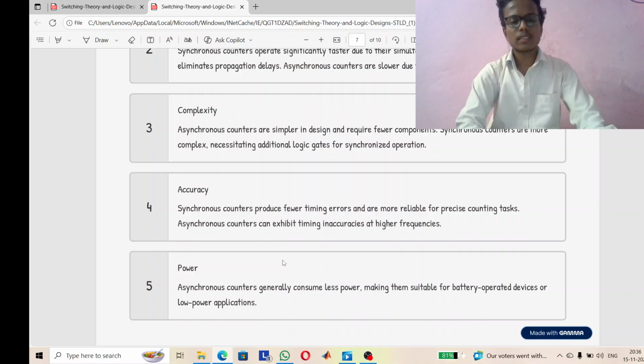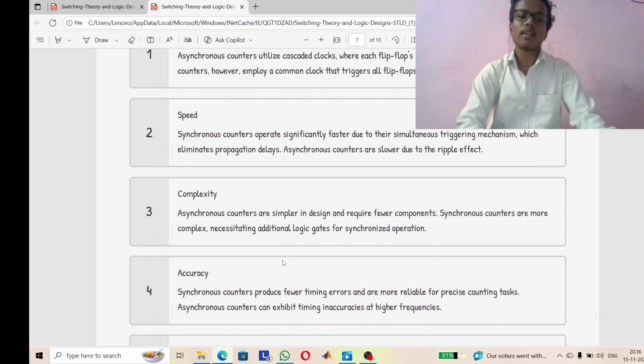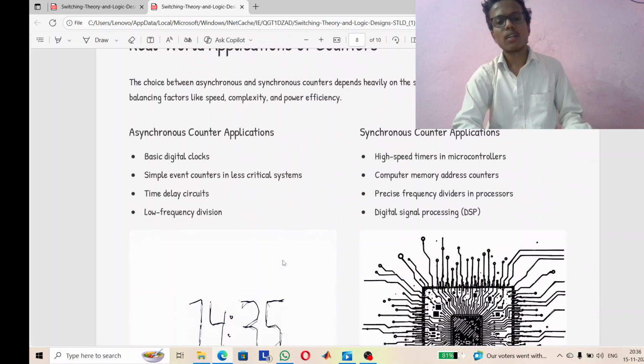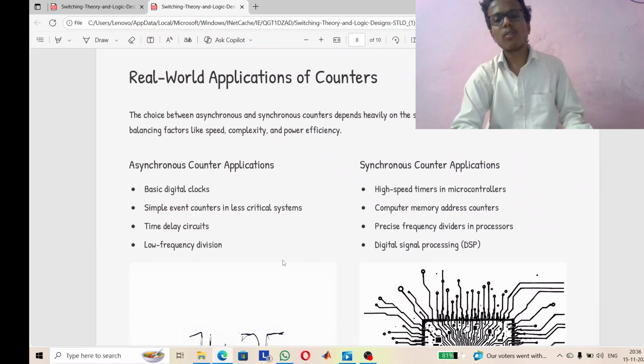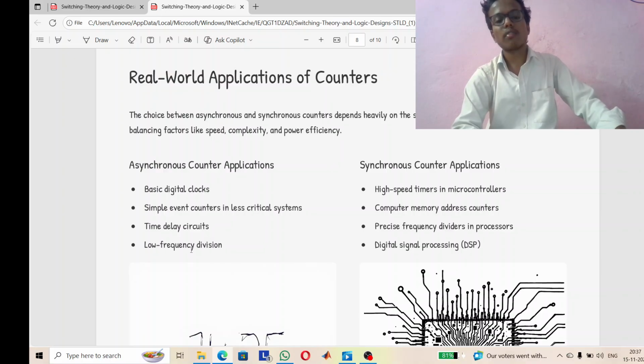Okay, we have seen the key differences between the counters in five aspects: clocking, speed, complexity, accuracy, and power. Now let's see some real world applications of counters. Real world applications of asynchronous counters: first, basic digital clocks. The second one is simple event counters in less critical systems. Third is time delay circuits. Fourth is low frequency division.